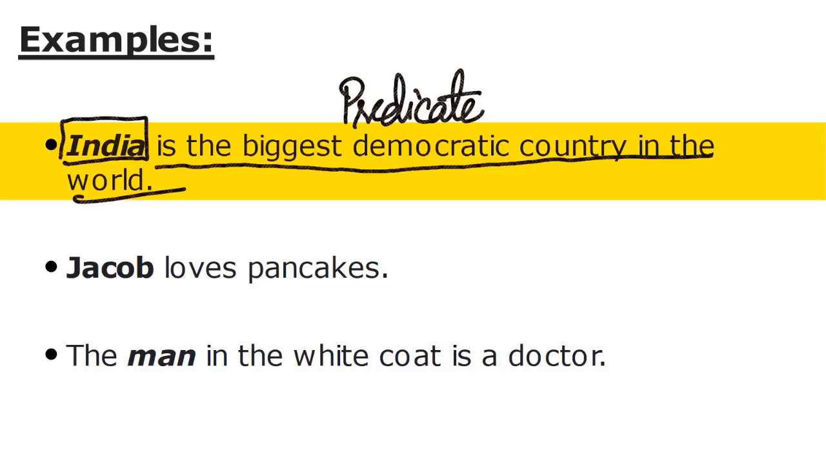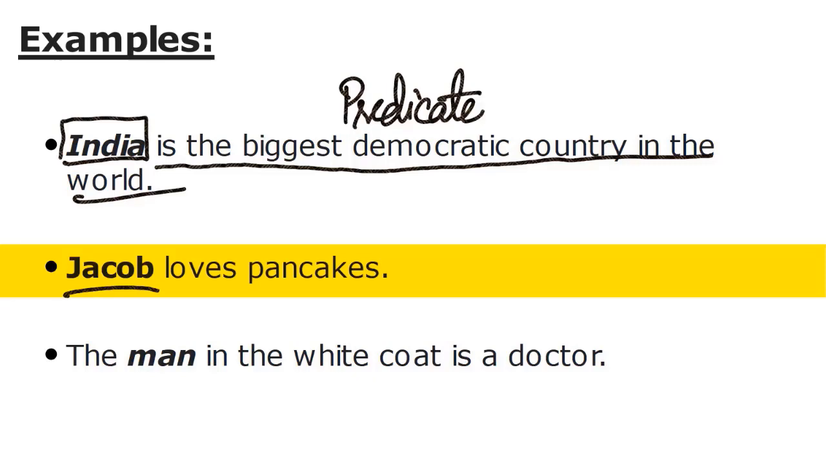Example number two, Jacob loves pancakes. So here Jacob is the subject because we're talking about an emotional state of the subject, which is Jacob. Jacob loves what? Pancakes. So Jacob is the subject and loves pancakes is your predicate. So here Jacob is a simple subject. It is just a name. It does not have any modifiers. Similarly, India is a simple subject in the first example.